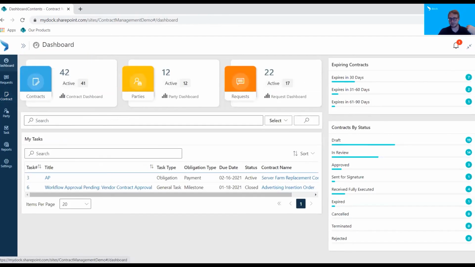Going to the actual dashboard itself, you can keep track of all of the expiring contracts in your system. So saying when, 30, 60, 90. So again, like I was saying, making sure you can track all of that so you can review, take a look at next steps, and then finalize those next steps.